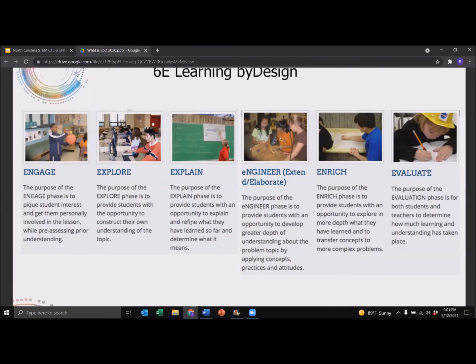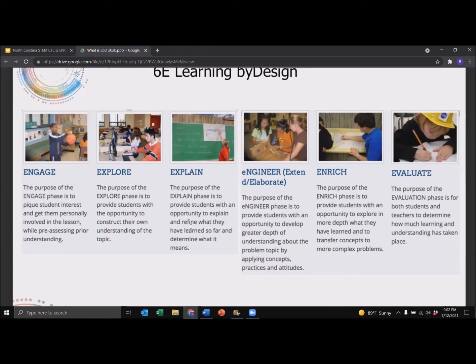Explanation is where the teacher takes the time or the opportunities to go through and detail things for the students. Engineer, with a little e, provides students with that extra opportunity to get a better understanding by PBL, problem-based, or PJBL, project-based learning, towards becoming fluent in applying concepts, practices, and attitudes through applied learning.